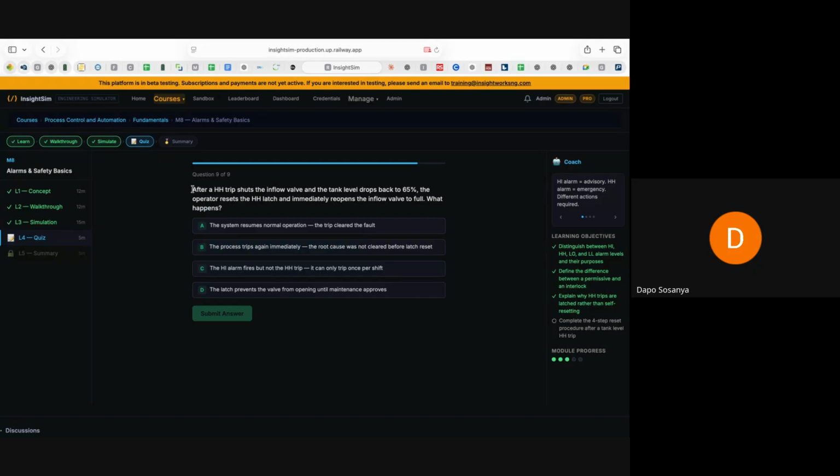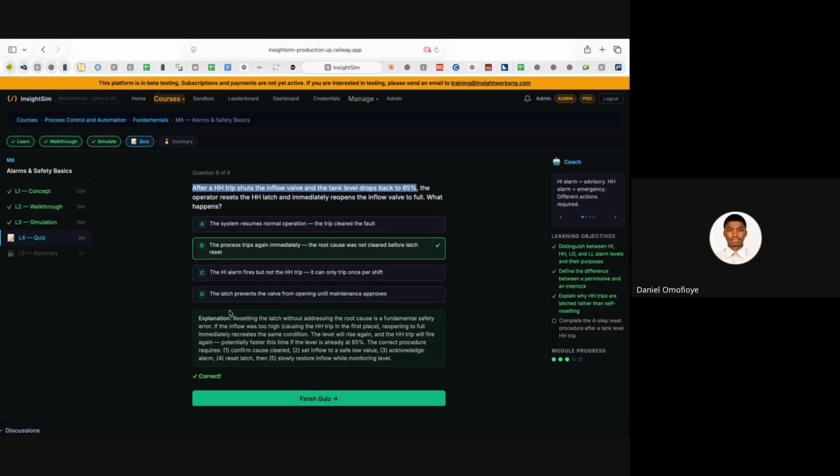So what's the answer to this? After a II trip shuts the inflow valve and the tank level drops back to 65%, another person says B. The operator resets the II latch and immediately reopens the inflow valve to full. What happens? The system resumes normal operation. The process trips again immediately. The root cause was not clear. The I alarm fires, but not at each trip. The latch prevents the valve. So B, right? Yes, sir.